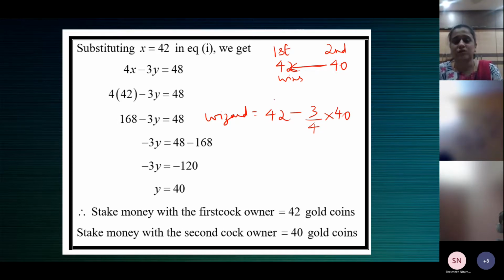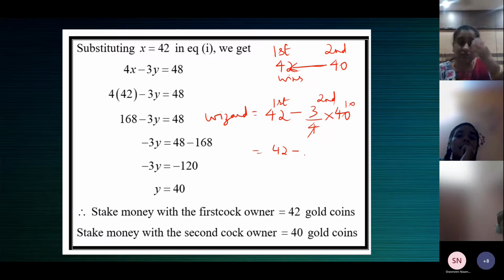He gets 42 from the winner, the first one. He has to pay the loser, the second one, 3/4 of his stake money, 3/4 of 40. So that means 42 minus 30. 3 tens are 30. So see, the wizard goes with 12 gold coins. His gain is 12 gold coins. He comes with nothing and he goes with 12 gold coins.